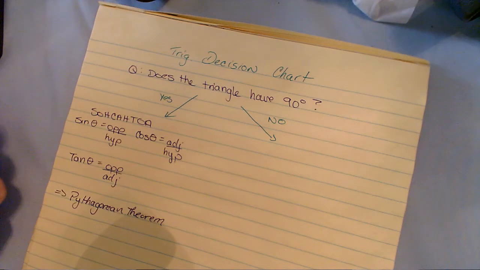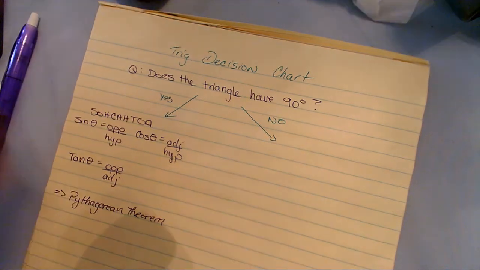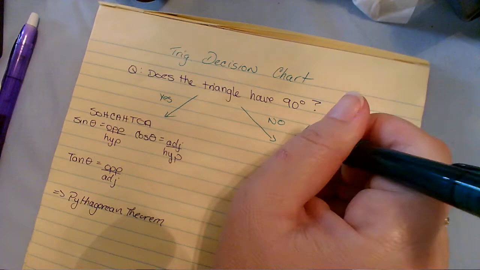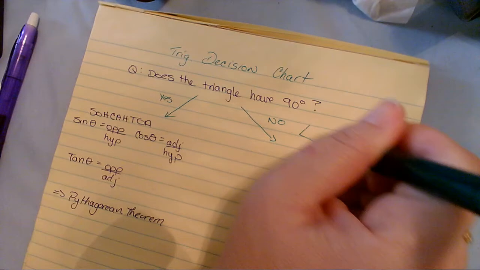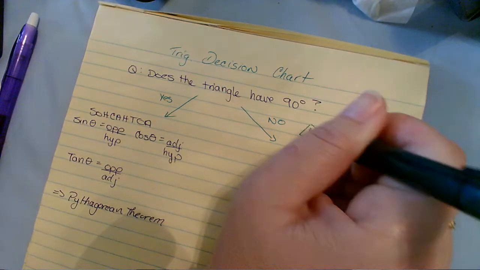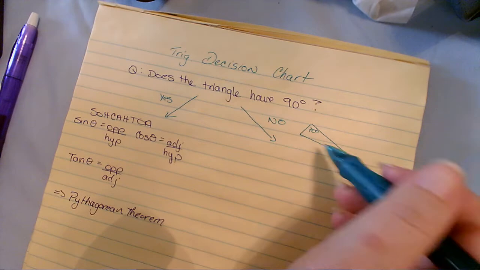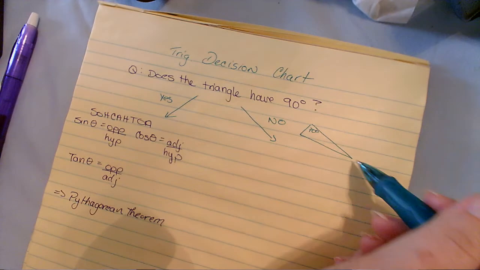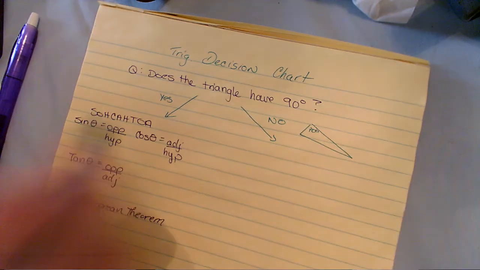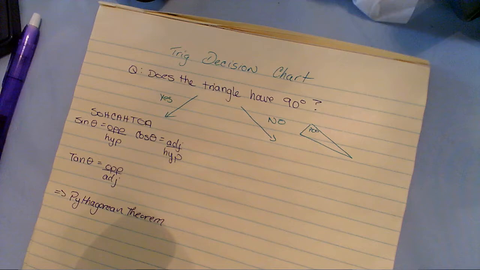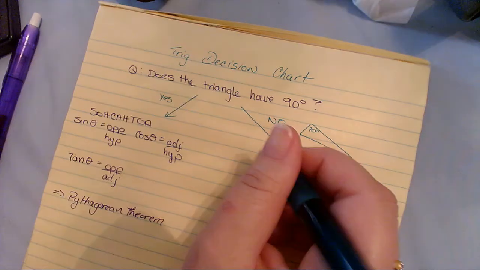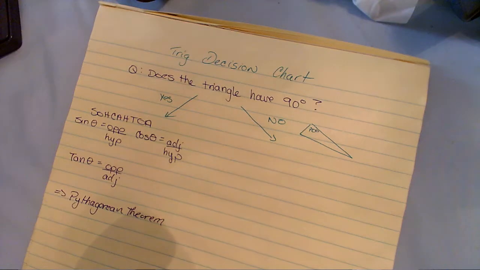However, if the answer was no, if you had some kind of random triangle that looked like this, and maybe this was, I don't know, 70 degrees, so you don't know that there's a 90-degree angle here, and you definitely don't think there's a 90-degree angle there, in that particular case, then the answer is no. So then you need to ask yourself the next question.